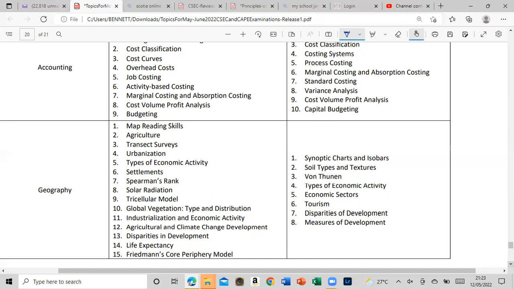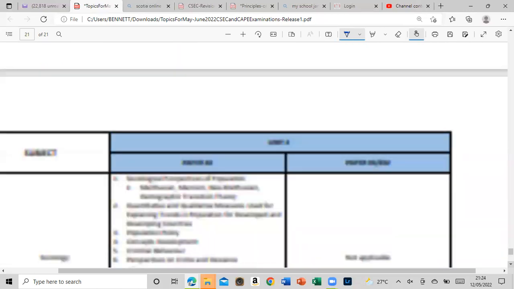And 15, Friedmann's core-periphery model. And for paper 3: 1, synoptic charts and isobars. 2, soil types and textures. 3, Bontonen. 4, types of economic activity. 5, economic sectors. 6, tourism. 7, disparities of development. 8, measures of the right here.